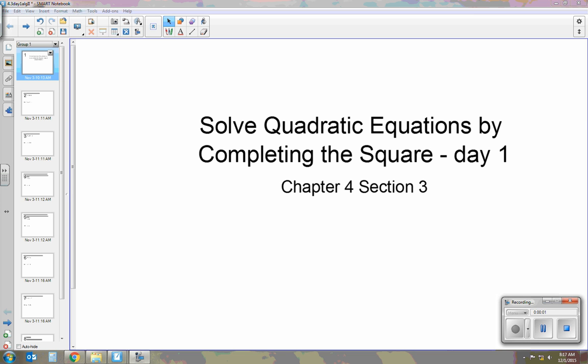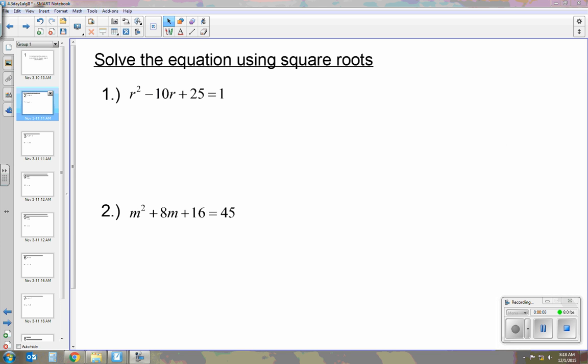Today I'm going to be talking about solving quadratic equations by completing the square. This is day 1 for chapter 4, section 3. Before we talk about completing the square, I'm going to talk about solving an equation using square roots.